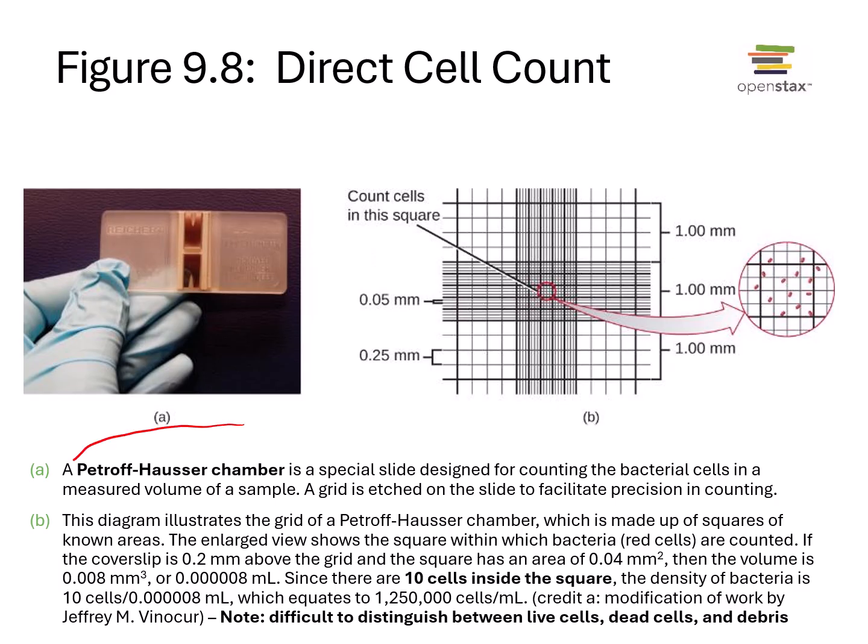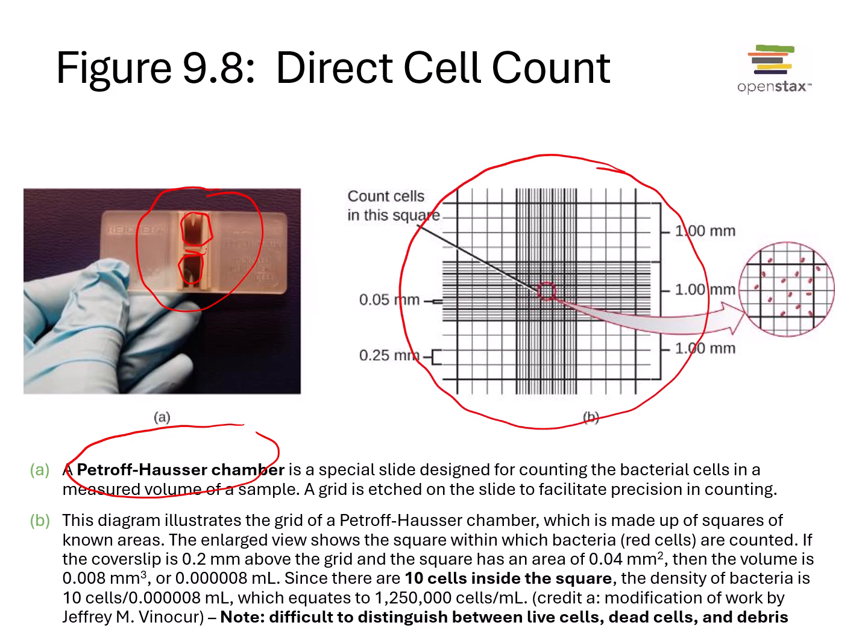Here's an example of that Petroff-Hauser chamber. If you were to zoom in on either of these metal plates, you would see grids that appear like this. Once you put your sample on there, you would count the number of cells in different grids. Here they're showing you one particular square and there are 10 cells in there. You usually will count multiple grids, so the number of cells in more than one square, in order to get a pretty reliable average and reduce the error due to uneven cell distribution.